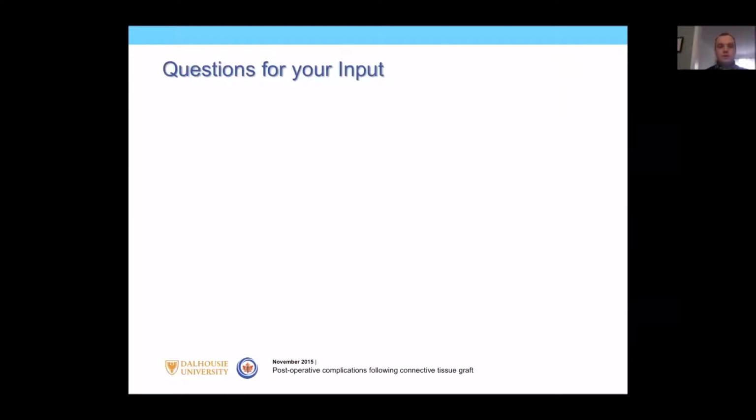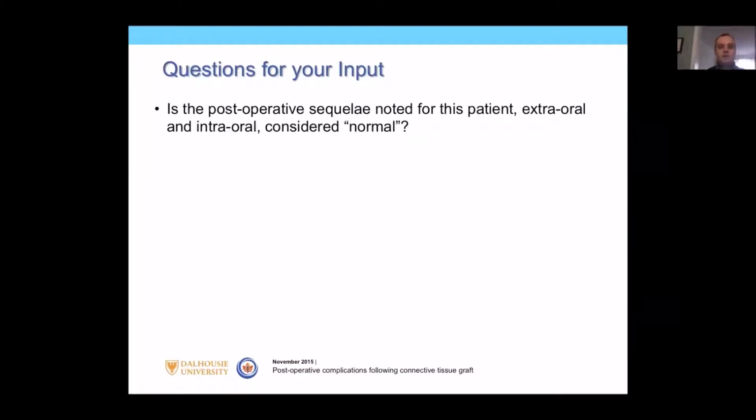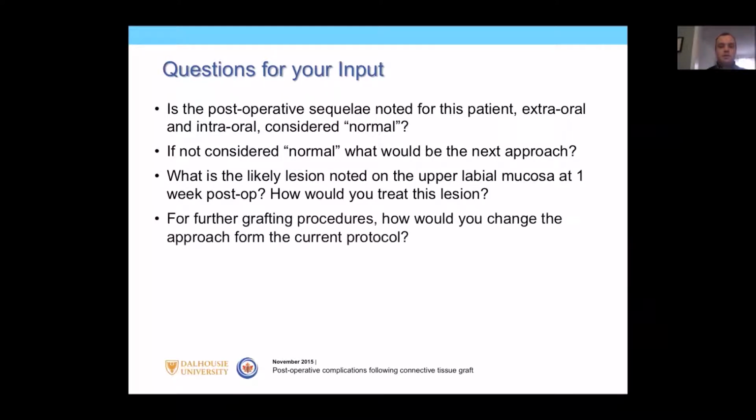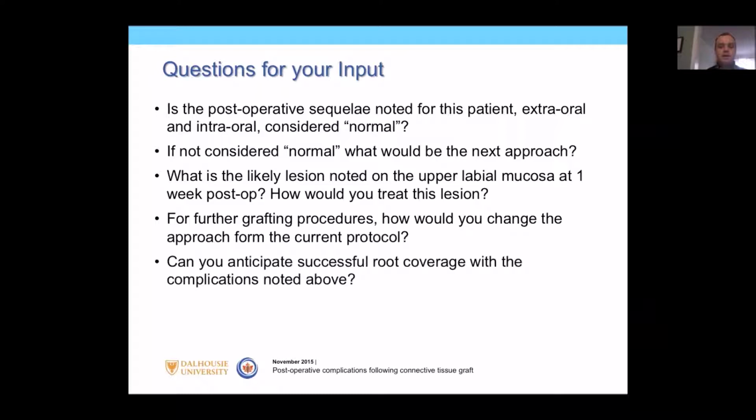So some questions for you. Is the post-operative sequelae noted in this patient, extraorally and intraorally, considered normal? If it's not considered normal, what would be your next approach? And what is the likely lesion noted on her upper labial mucosa at the 1 week post-op? How would you treat this lesion? And for further grafting procedures, how would you change the approach from the current protocol? And can you anticipate successful root coverage with the complications noted above? Thank you.